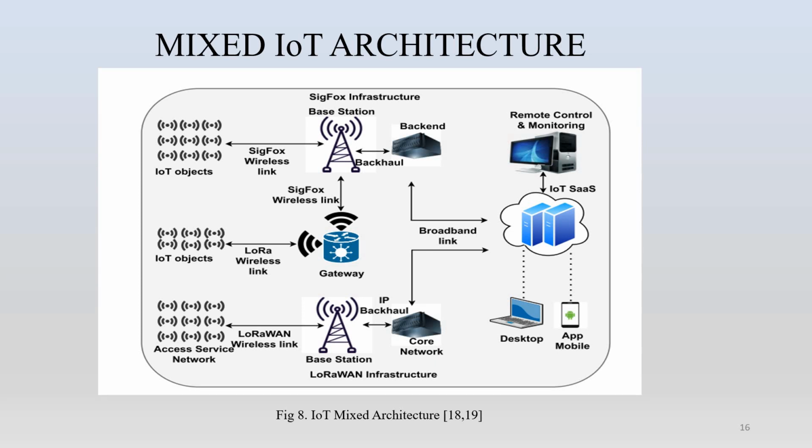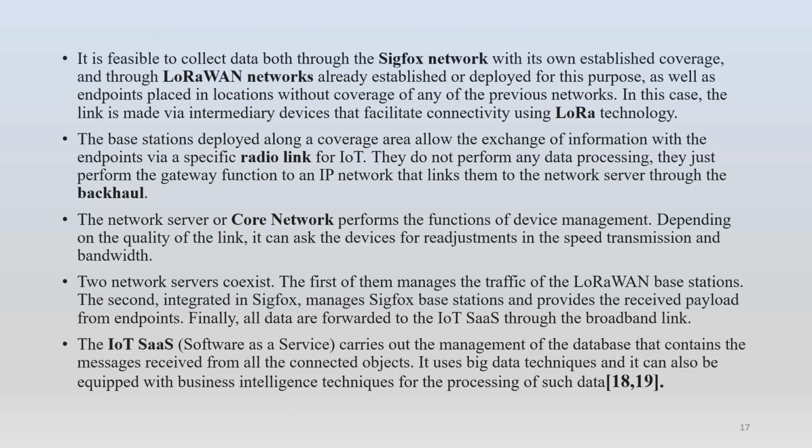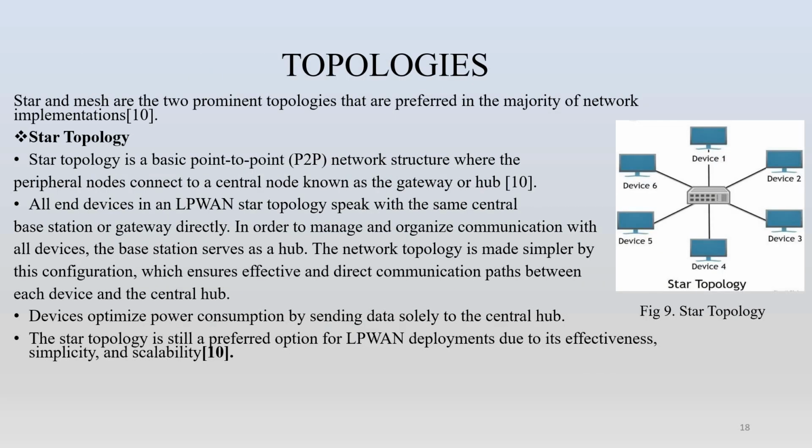And coming to the last part, the IoT SaaS. The data received from IoT devices is stored on a cloud platform, followed by the visualization, processing, and integration part. So this is about the mixed IoT architecture, and we could understand from the figure. This is the explanation regarding the mixed IoT architecture that we have discussed now. So coming to the next part, the topologies. The two main topologies are the star topology and the mesh topology.